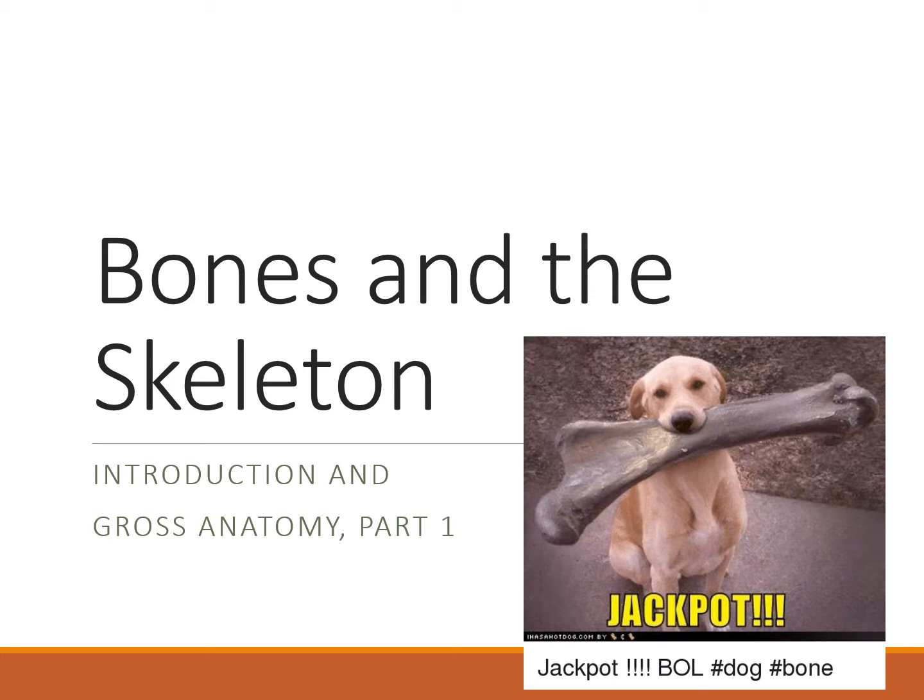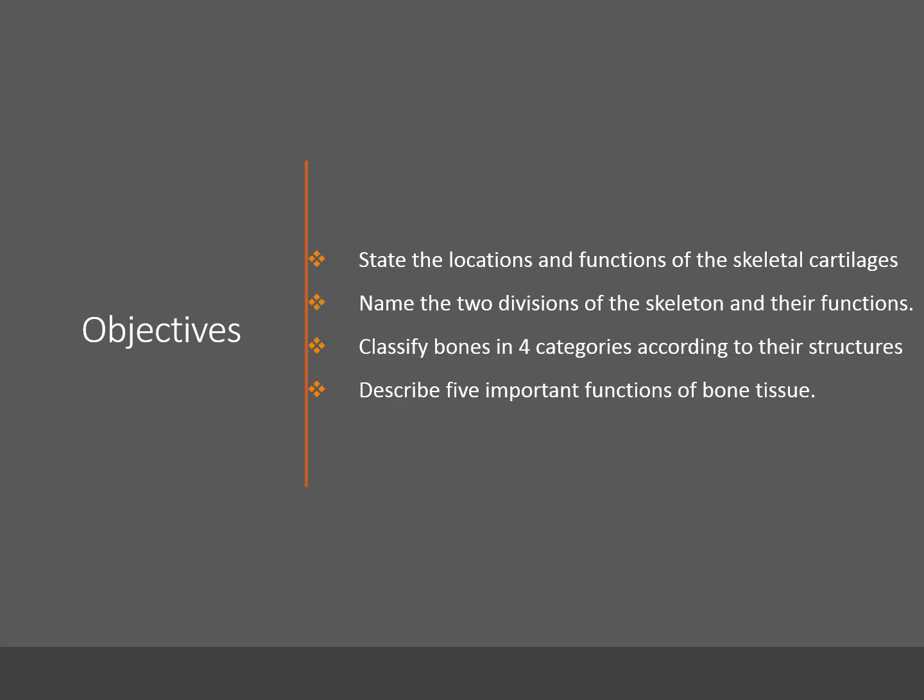In this video, I'm giving an introduction to the skeleton and the osseous tissue it is composed of. The objectives of this video are to, number 1, state the locations and functions of the skeletal cartilages. Number 2, name the two divisions of the skeleton and their functions. Number 3, classify bones into 4 categories according to their structures. And number 4, describe 5 important functions of bone tissue.